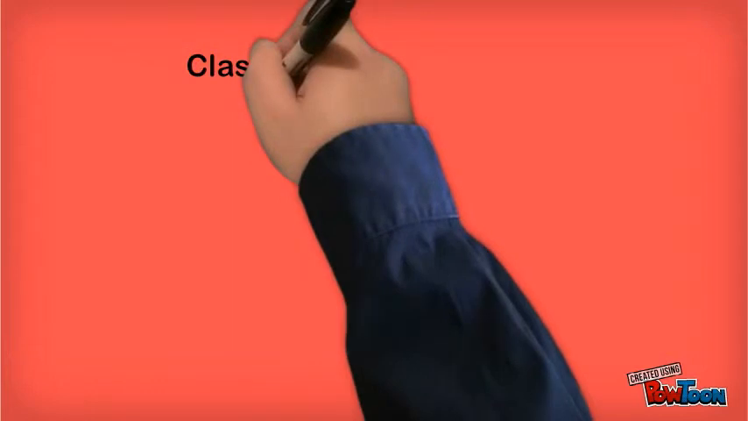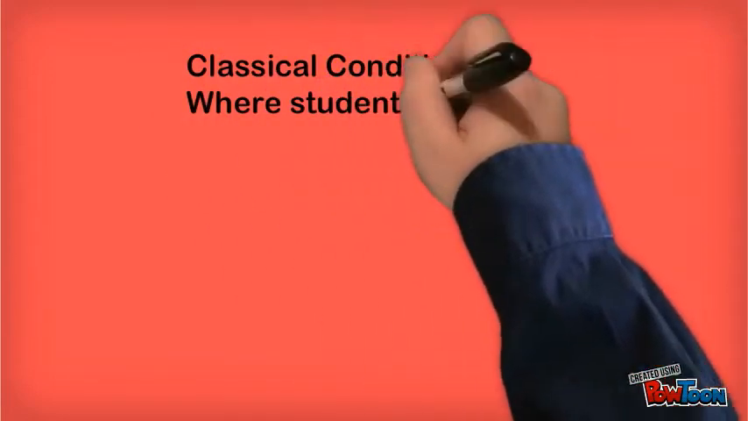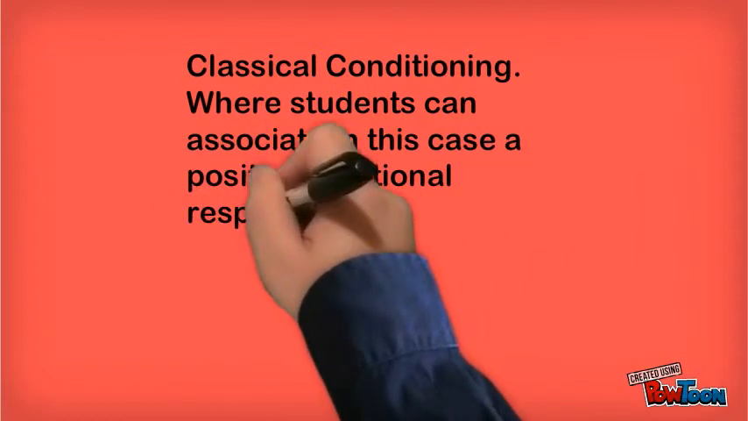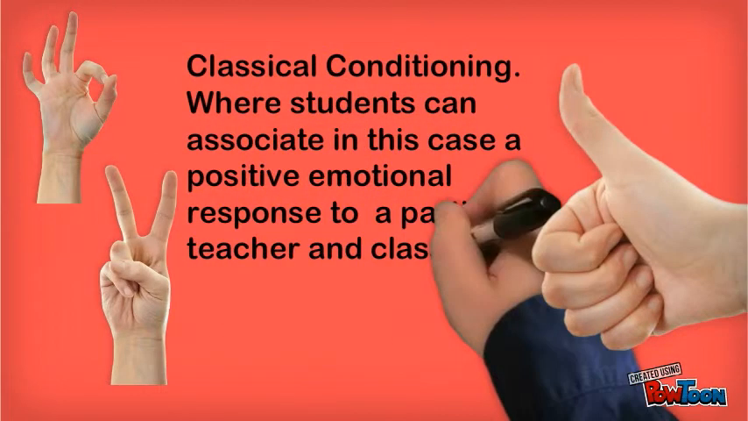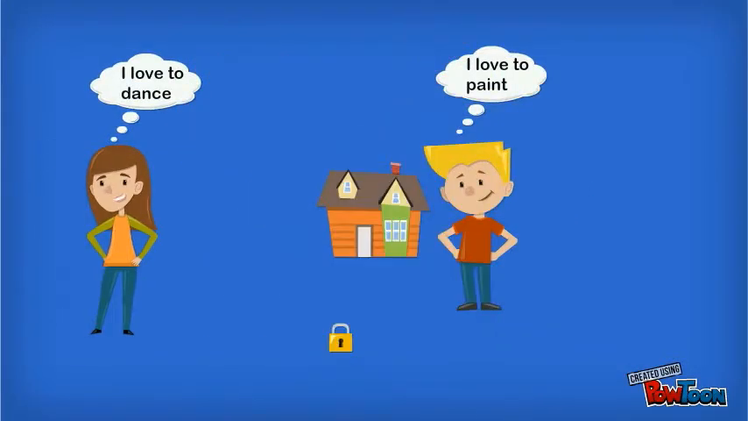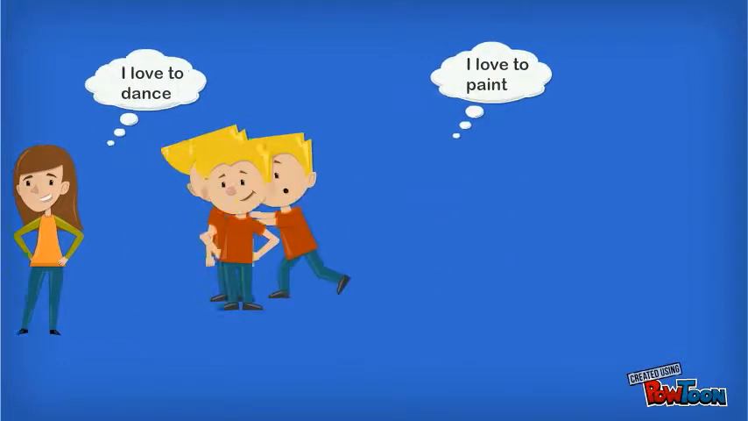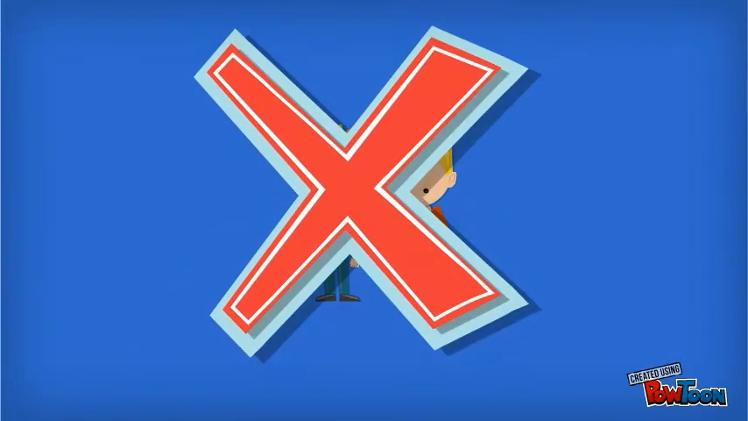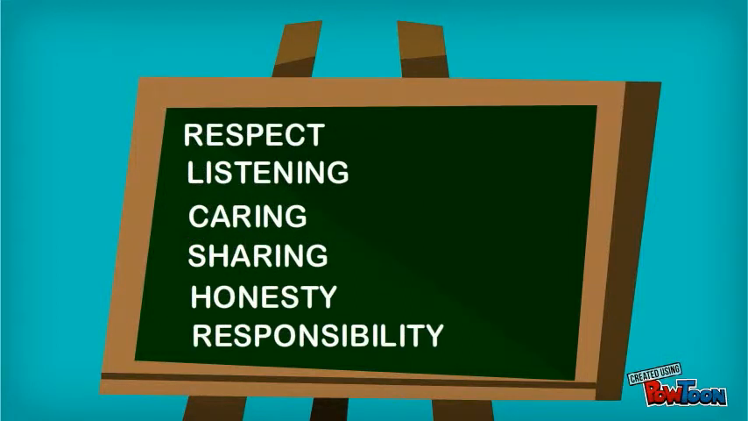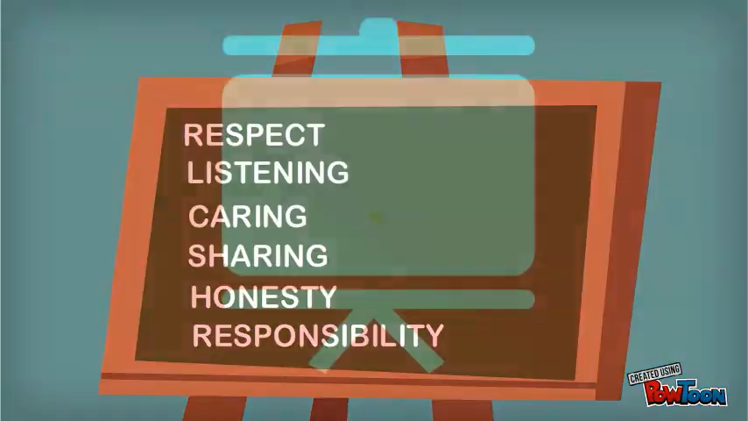These are all examples of classical conditioning, a behaviourist theory where a student can associate, in this case, a positive emotional response to a particular teacher and classroom. Creating a safe environment for students to express themselves is important in alleviating bullying. This can be achieved by producing a set of class rules or contracts that clearly state expected behaviours, promoting respect, listening, caring, sharing, honesty and responsibility in the classroom.